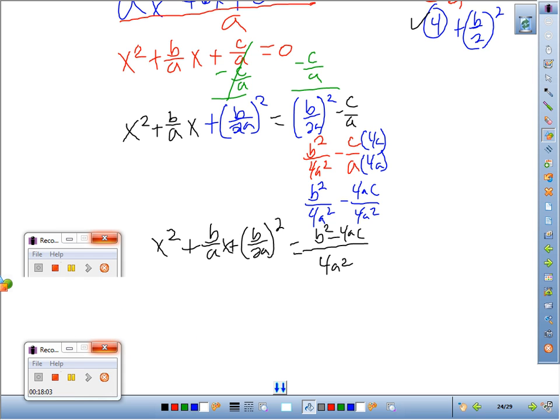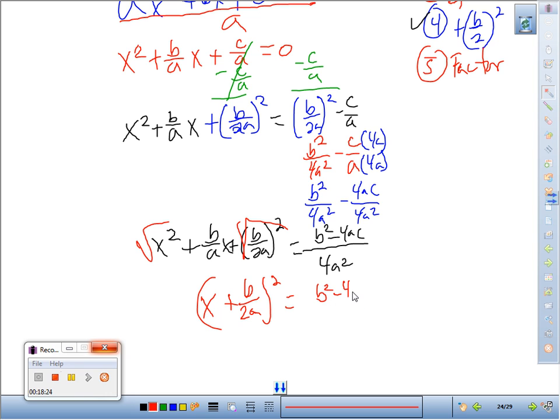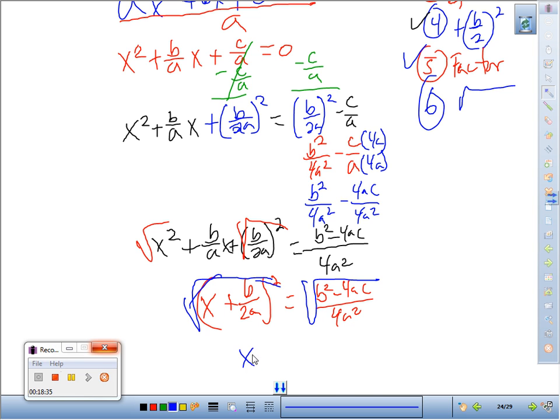Hands up if you're done. Okay. I'm almost done here. So my fifth step is to factor: square root of the first, square root of the last, squared. All that equal to b squared minus 4ac over 4a squared. And my last step, step 6, take the square root. This becomes x plus b over 2a equals plus minus square root b squared minus 4ac over 2a.